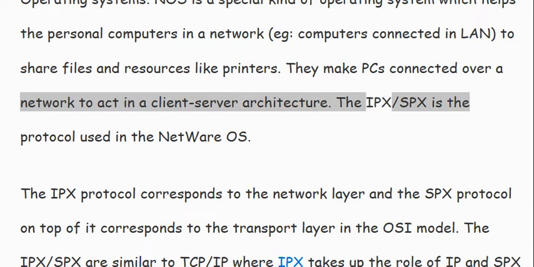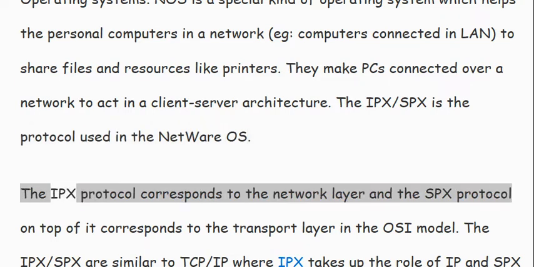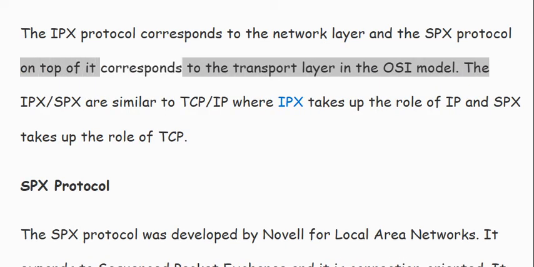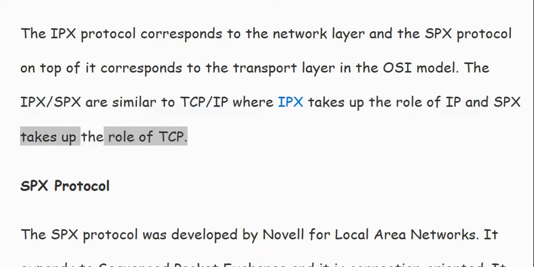The IPX/SPX is the protocol used in the NetWare OS. The IPX protocol corresponds to the network layer, and the SPX protocol on top of it corresponds to the transport layer in the OSI model. The IPX/SPX are similar to TCP/IP, where IPX takes up the role of IP and SPX takes up the role of TCP.